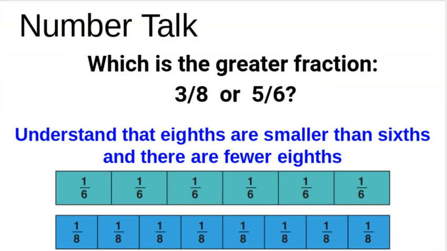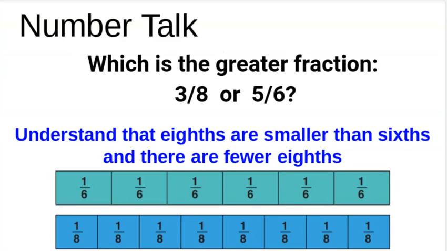Another strategy is you can think about the size of the pieces and understand that eighths are smaller than sixths, and there are fewer eighths. Now, if you're looking at the fraction strips down below, you can see the difference in sizes. And I know, well, if eighths are smaller pieces and I only have 3 of them, and sixths are larger pieces and I have 5 of them, 5/6 is the larger fraction.